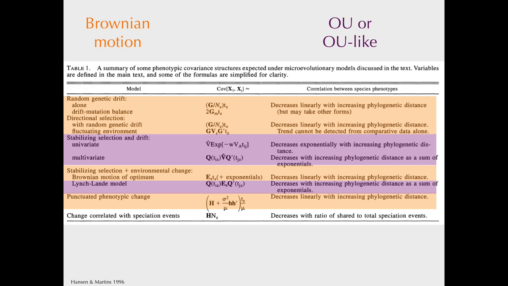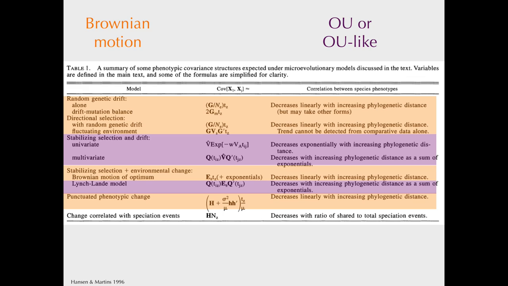Fluctuating environment. If they were changing from environment to time, definitely selection, but it's Brownian motion. Stabilizing selection plus environmental change, that's Brownian motion on the optimum. So still Brownian motion plus selection. Other models are OU-like. And so there are models of selection that lead to OU, and models of selection that lead to Brownian motion. So I would contend that we can't say that Brownian motion is a neutral model. But Marguerite does, and she knows this probably better than I do.